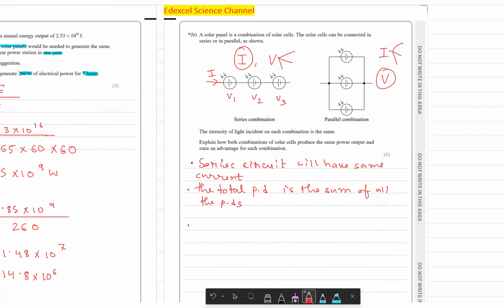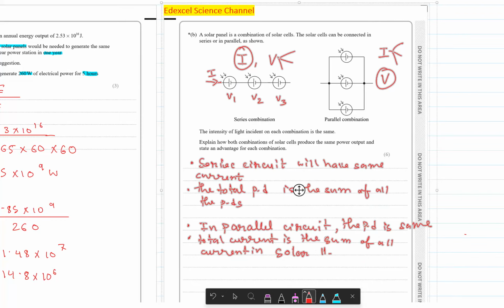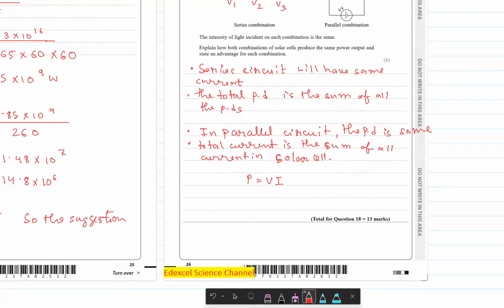Okay. On the other hand, in parallel circuit, the potential difference is the same. Okay. However, the current is now getting divided. Okay, so total current is the sum of all current in solar cells. Okay. Wait, one second. Yeah, all the stuff. So now the conclusion why they produce the same power is that power is equal to V times I.